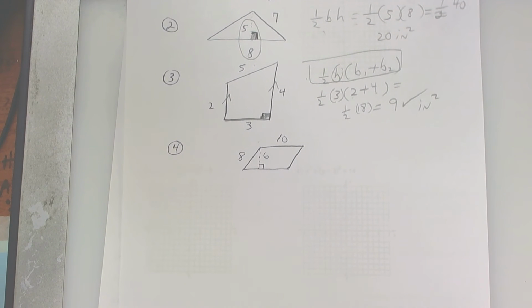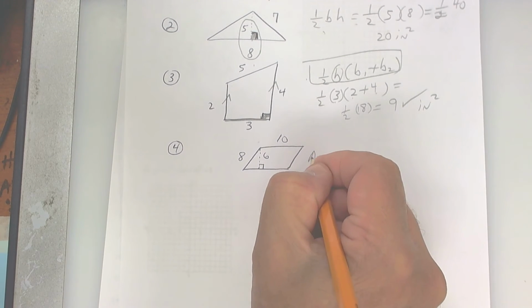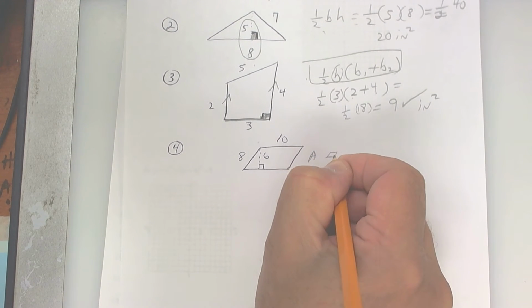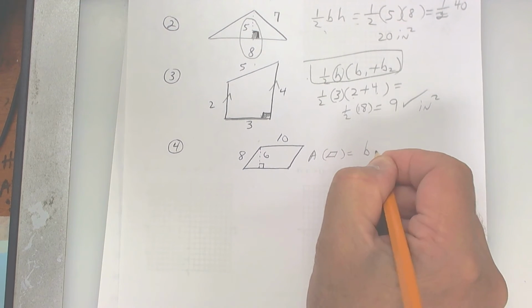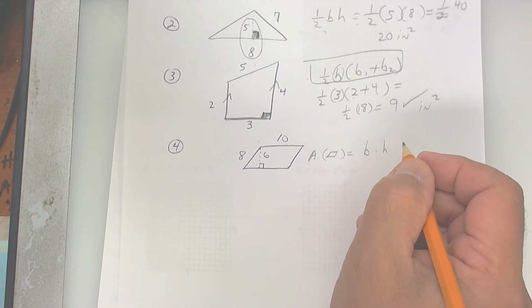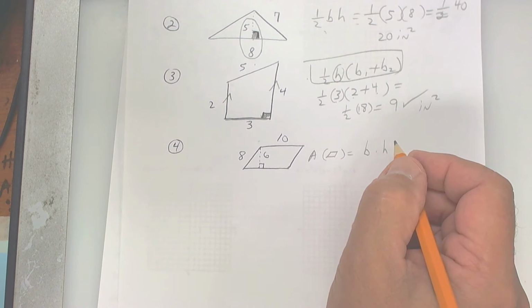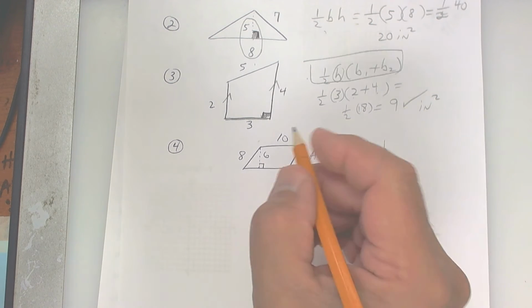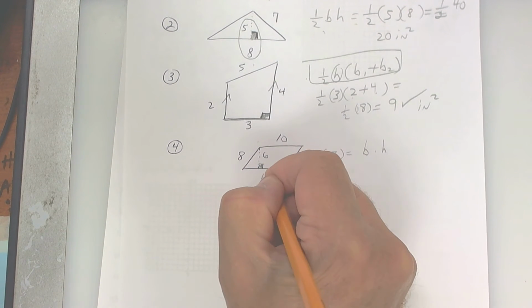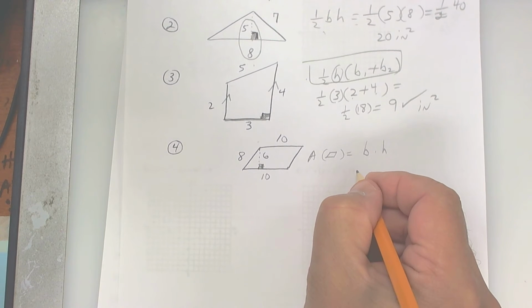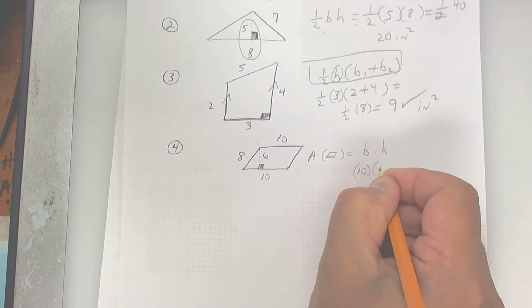This one right here is actually called a parallelogram. So area of a parallelogram is just base times height. It's kind of like a rectangle. Okay, don't take half of it because it's not a triangle. So the base, color the box. The base is 10 and the height is 6. So it's 10 times 6.